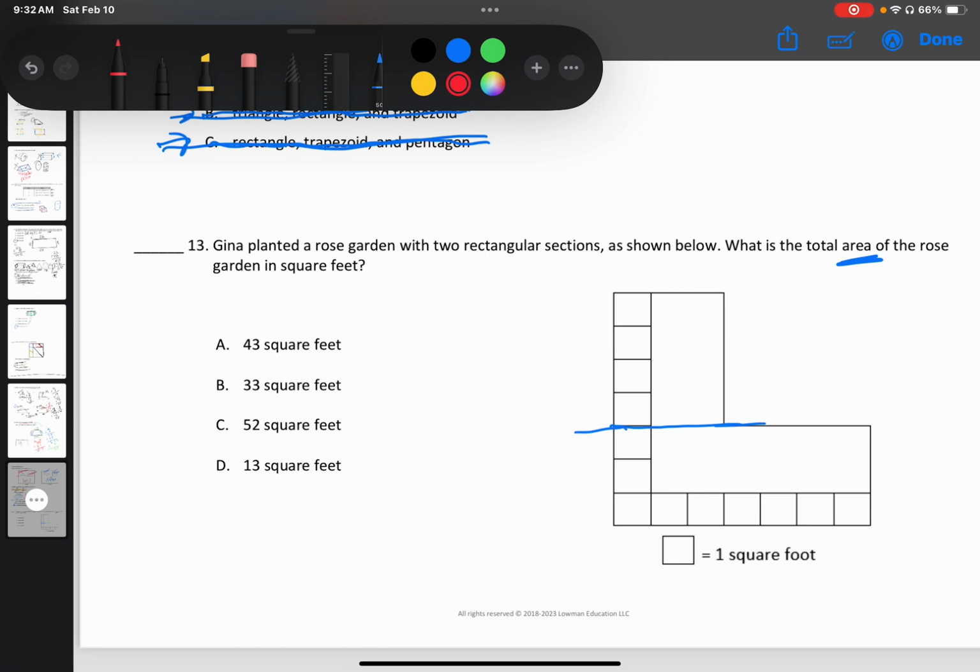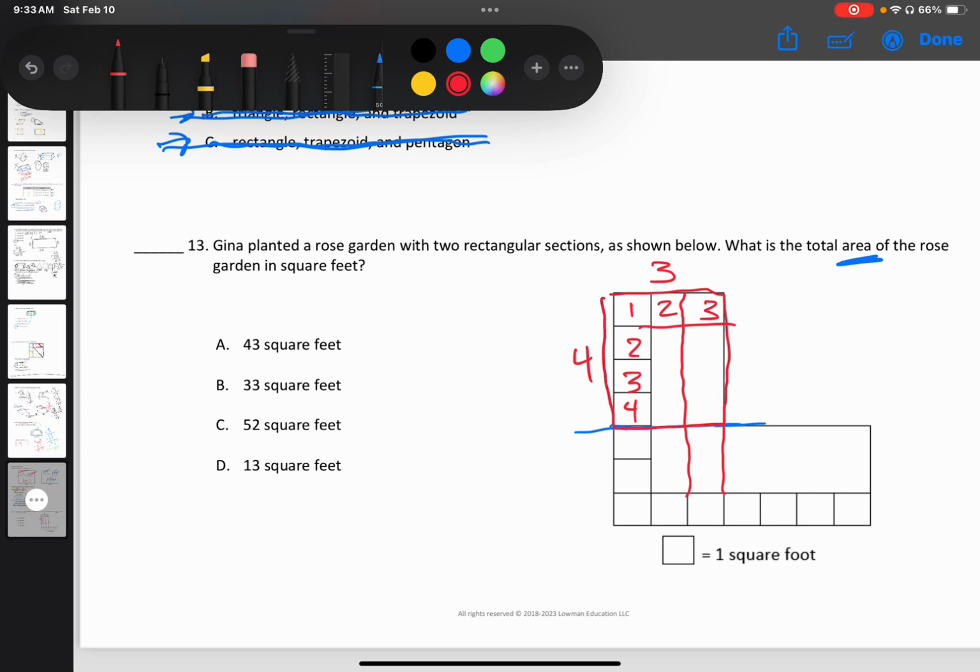So this top rectangle, it is 1, 2, 3, 4. It has 4 rows, and then going across the top, to find out how much it goes across the top, we would have to extend our lines up. So here we go. It's 1, 2, 3 columns across the top. So the measurement for just this rectangle is a 4 by 3.